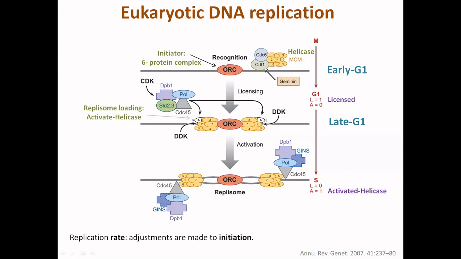This process of replication, the rate of the replication, is adjusted at the initiation site. Here, the rate of replication is initiated. Like during embryo development, the rate of replication is at least twice that of the adult.